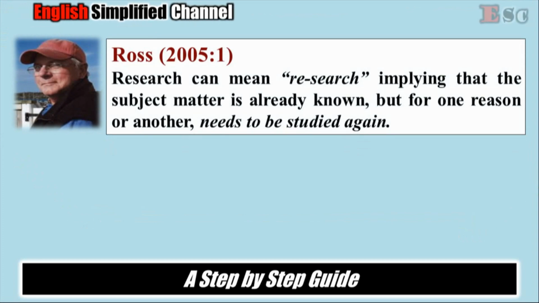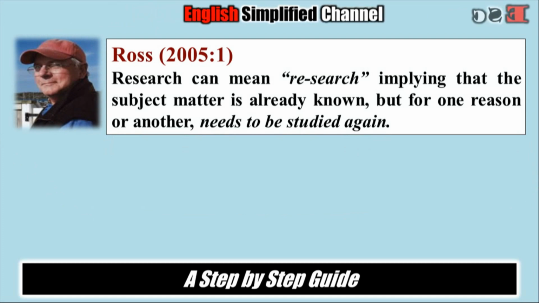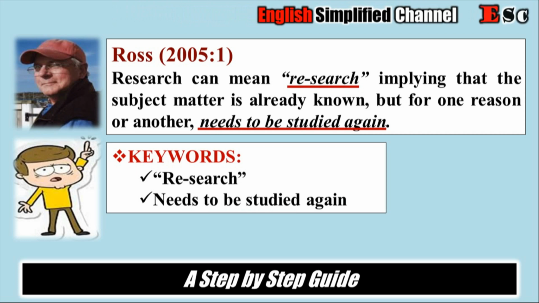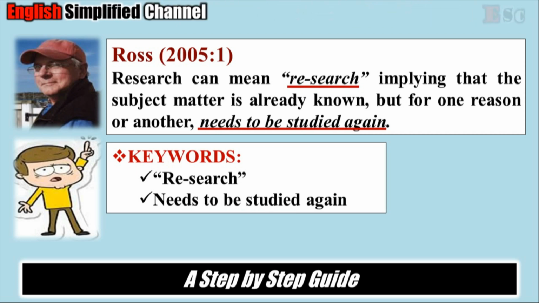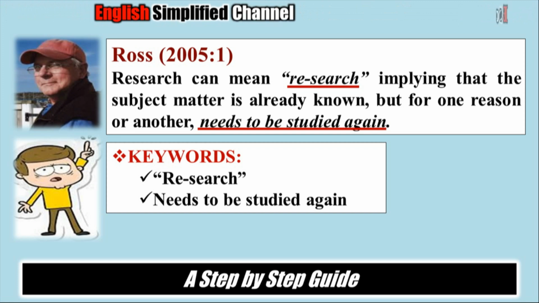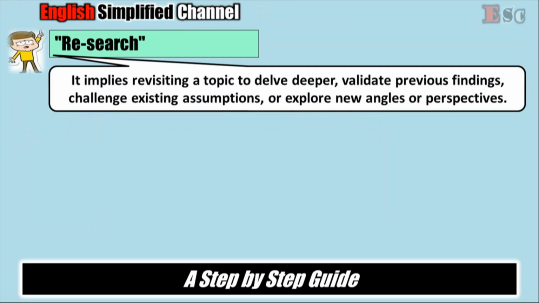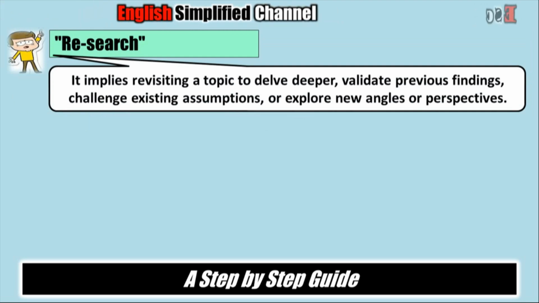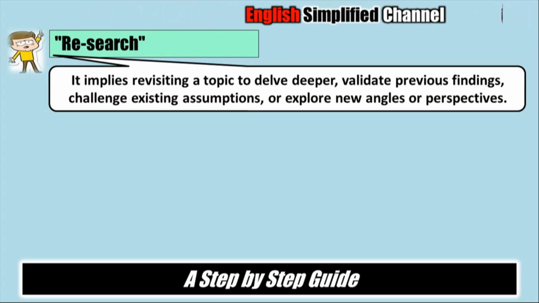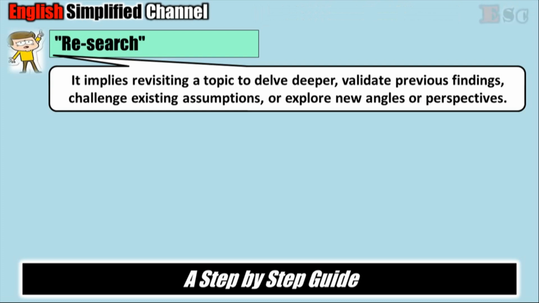Last but not least, Ross states that research can mean re-search, implying that the subject matter is already known, but for one reason or another, needs to be studied again. Based on his statement, here we have two components as our keywords: 1. Re-search, and 2. Needs to be studied again. 1. Re-search. It suggests conducting a new investigation or inquiry into a subject matter that has already been explored or studied previously. It implies revisiting a topic to delve deeper, validate previous findings, challenge existing assumptions, or explore new angles or perspectives.